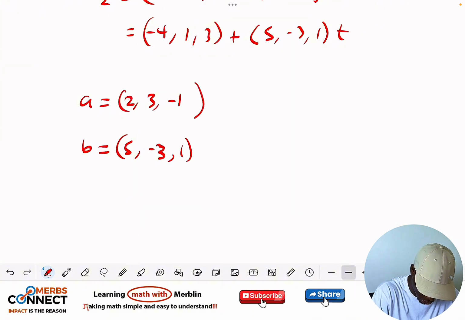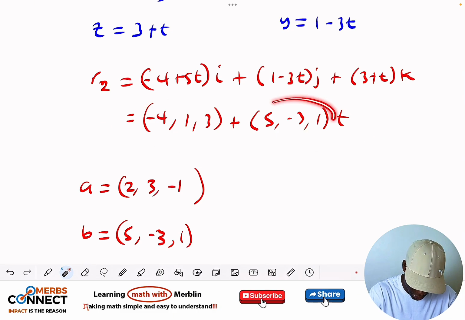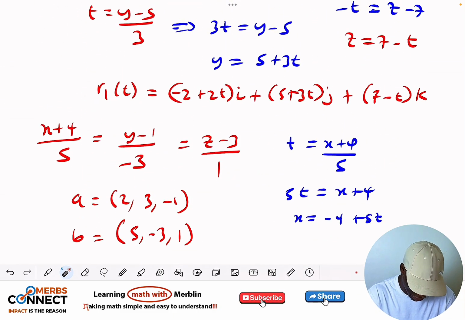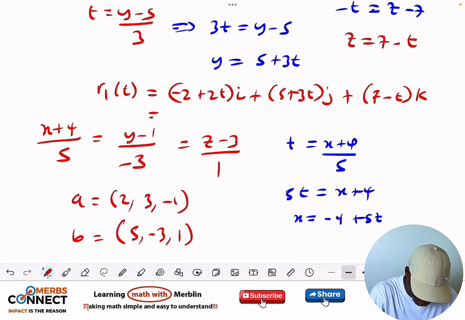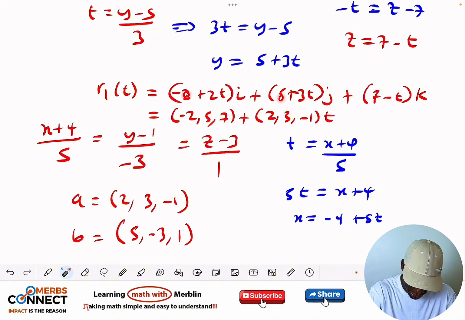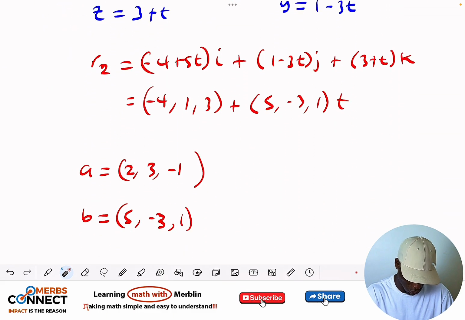So that's basically what you are going to do. When you form it this way, now you pick this one as your b. So it means that even the one that I did here, I need to also write it again. This one can be written as minus 2, 5, 7 plus 2, 3, minus 1 and t. So pick the one without t in one, plus the one with t here. So this one is 2, 3, minus 1.